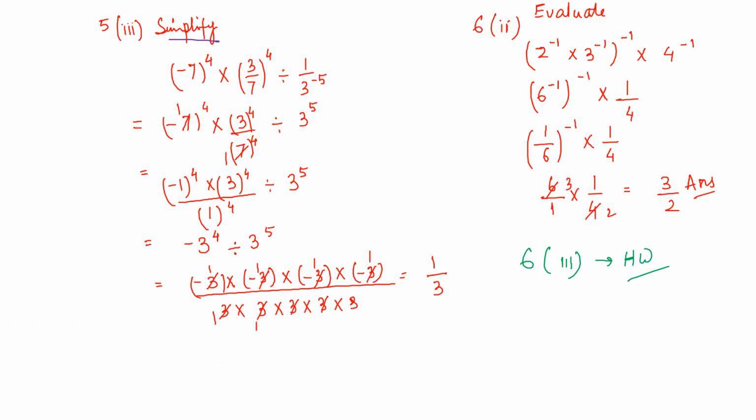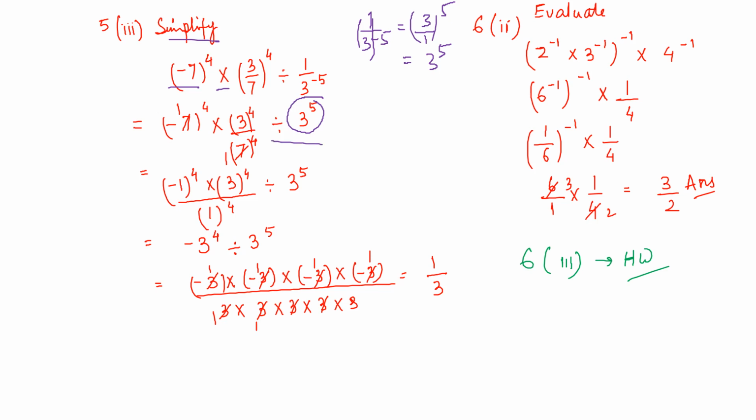So let us see. Minus 7 to the power 4 into 3 by 7 to the power 4 divided by 1 by 3 to the power minus 5. So as already told, 1 by 3 to the power minus 5 can be written as 3 by 1, when we invert it, then 3 by 1 to the power 5. So that is equal to 3 to the power 5. That's what I have written here. So minus 7 to the power 4 into 3 to the power 4 divided by 7 to the power 4 divided by 3 to the power 5.